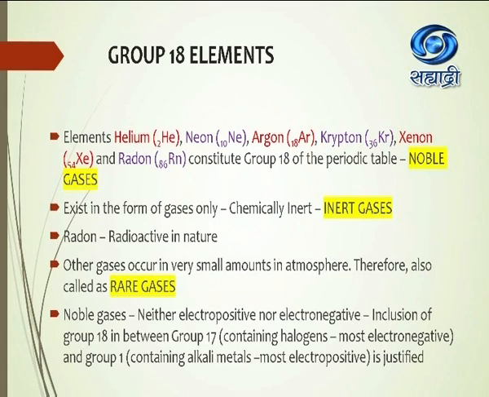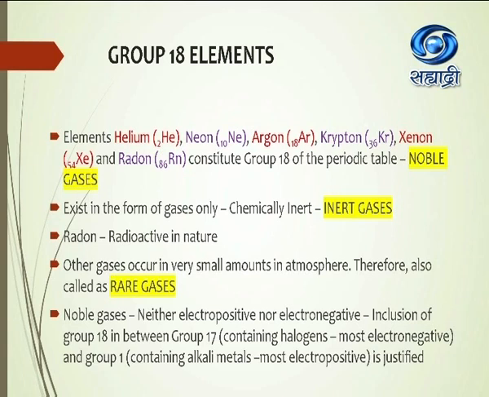Elements included are helium, that is He, atomic number 2, neon, Ne, atomic number 10, then argon, Ar, atomic number 18, krypton, that is Kr, atomic number 36, xenon, Xe, atomic number 54, and radon, Rn, atomic number 86. So these elements constitute group 18 of the periodic table.